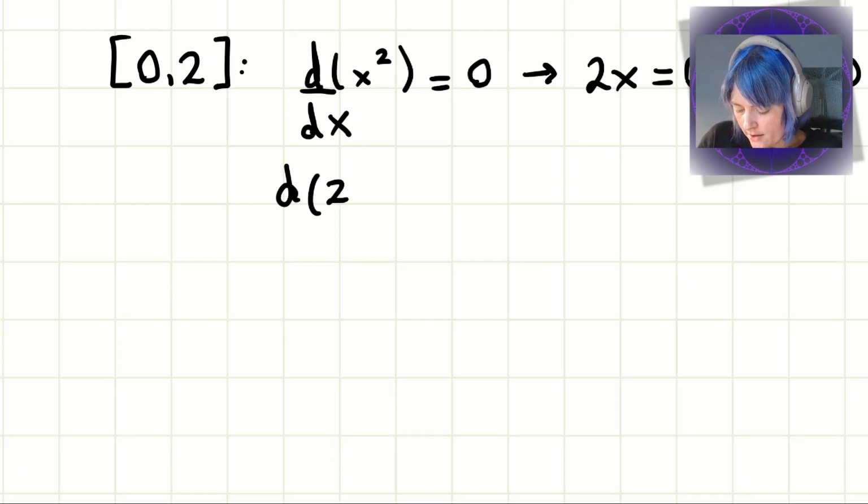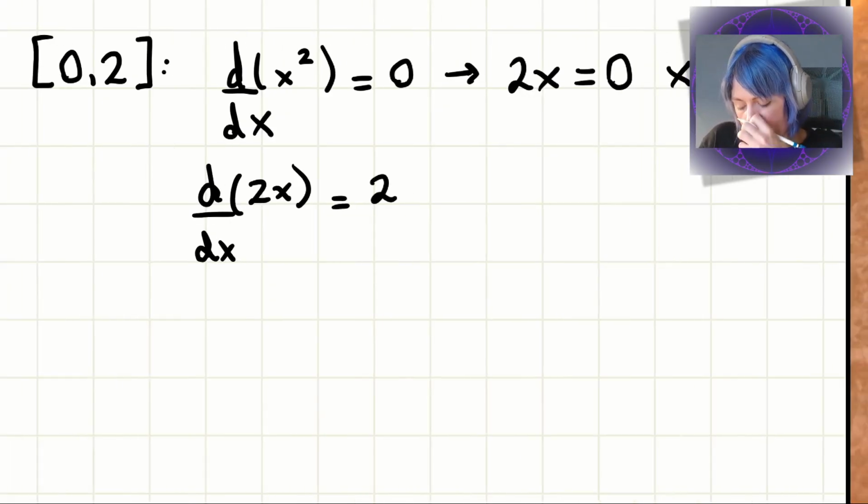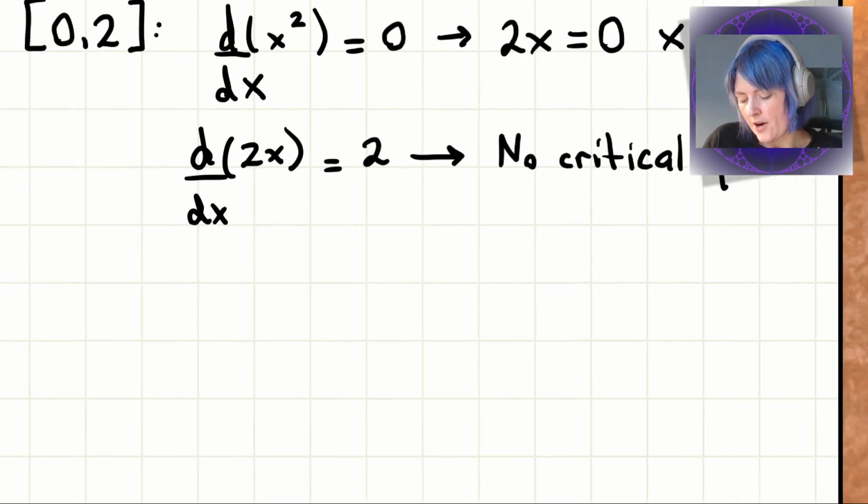But if you take the 2x function, then you find that its rate of change is 2 for the entire behavior. So it doesn't have a critical point. So what that means is there's no rate of change for 2x where it's not changing. It's always a positive 2.